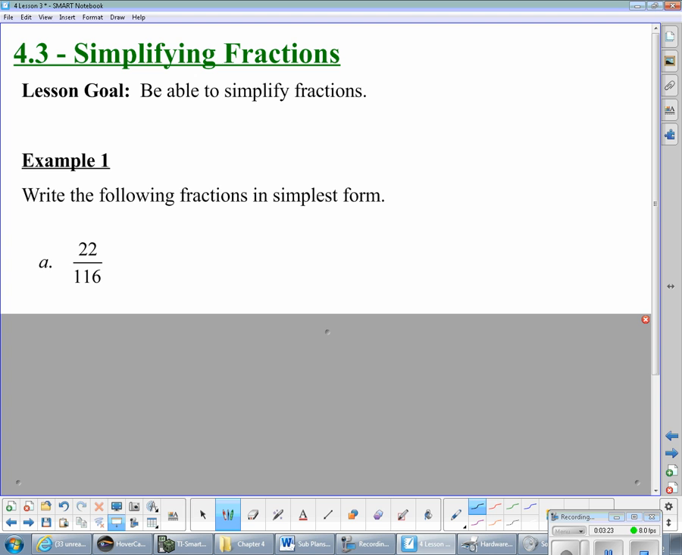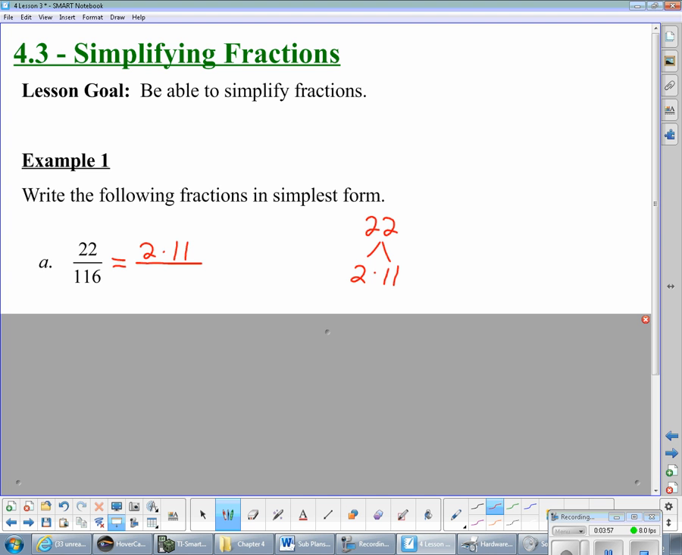Looking at this fraction of 22/116, it looks like maybe you cannot simplify it. But what you need to do is factor completely both the numerator and the denominator. Off to the side, I'm going to do 22 and make my factor tree. 22 factors to 2 times 11. So by the fraction, I'm going to rewrite the numerator as the product of 2 and 11.